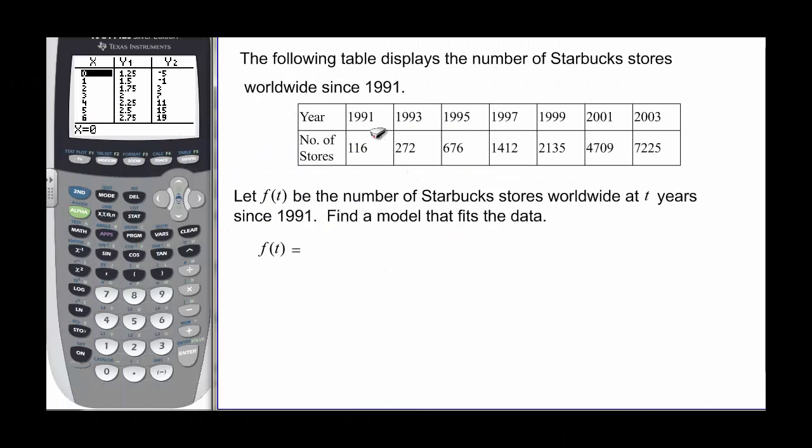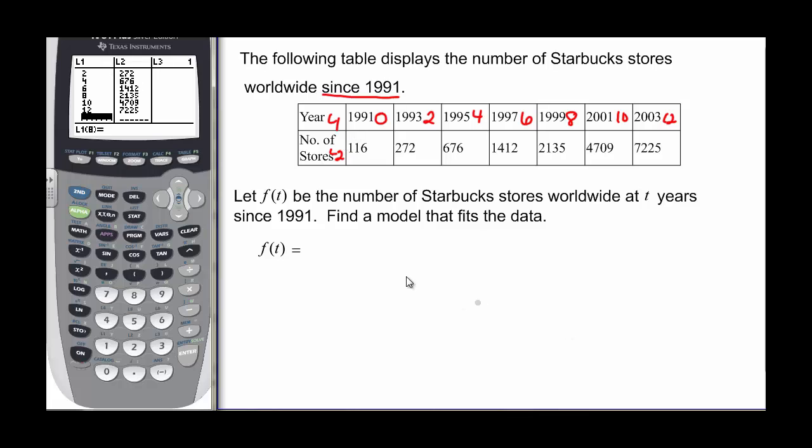The following displays the number of Starbucks stores worldwide since 1991. And it's going to be important that since 1991, that means that in 1991, 0 years have gone by. In 1993, 2 years have gone by. 95 would be 4 years. And 97, 6, 98 or 99 would be 8. 2001 would be 10. 2003 would be 12. So those are my L1s. And the number of stores here would be my L2.